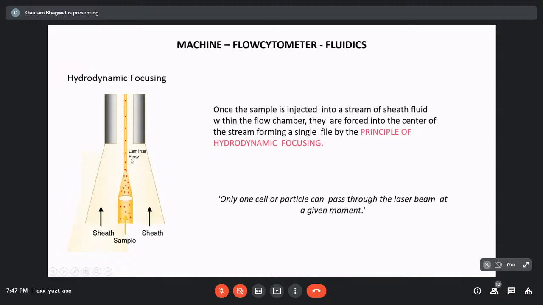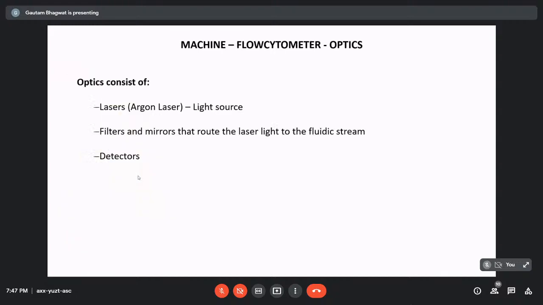Because of the laminar flow, there is no mixing of the sheath and sample. So ideally, only one cell or particle should pass through the laser at one point of time, and this is the purpose of fluidics. Optics consists of lasers. Argon laser is the most commonly used laser, which is a blue light source. There are other lasers also, such as the helium neon laser, helium neon cadmium, or the ultraviolet lasers, but I'll keep this basic, and the most commonly used laser is the blue laser, which is the argon laser.